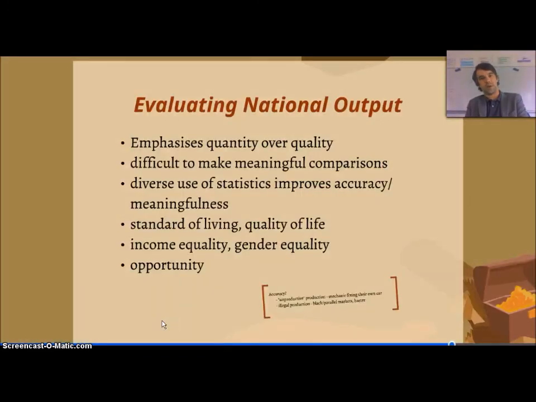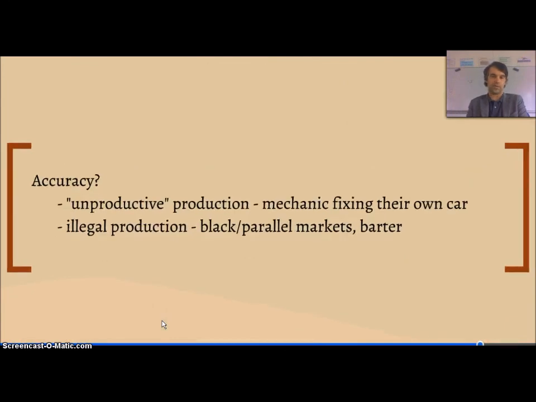A final issue when evaluating national output is the issue of accuracy. And it's a little bit of a different issue. Those others are kind of more significant, as in, what does it all mean? There is always the issue of, is it even right? Is the number that we produce, how correct is it? So two issues there. One is the issue of unproductive production, quote unquote. We're not saying someone who isn't producing, we're saying someone who is producing, but the production isn't being measured. Like when a mechanic fixes their own car. If fixing my car for me is production, then a mechanic fixing their own car should also be production. But of course, that's not going to get measured.